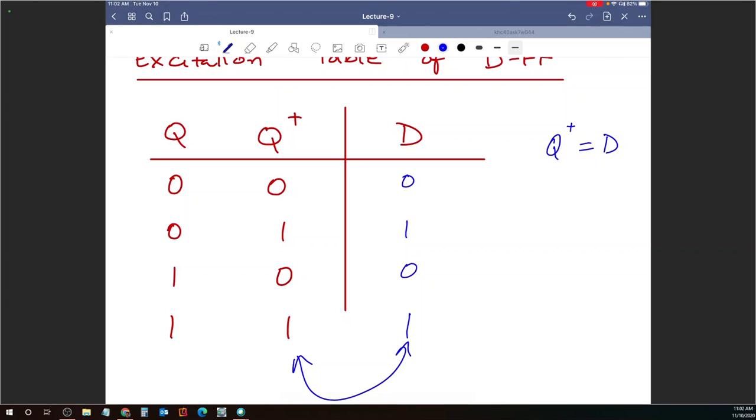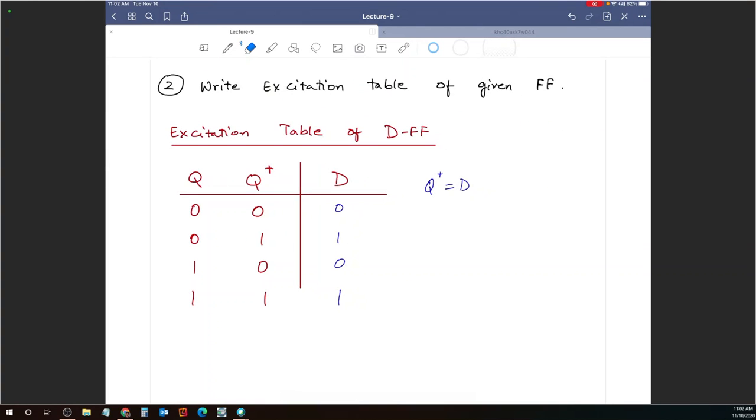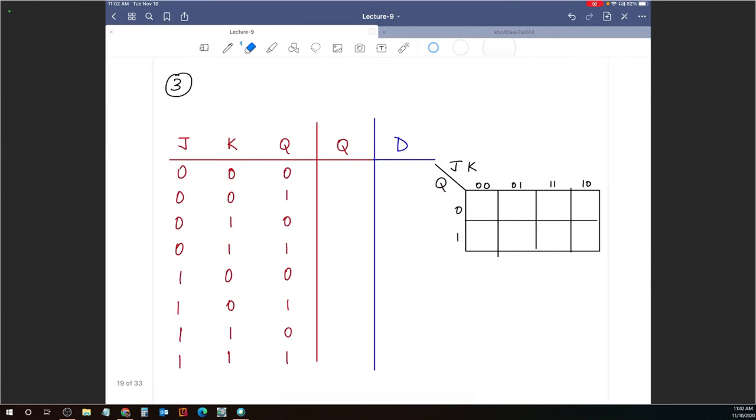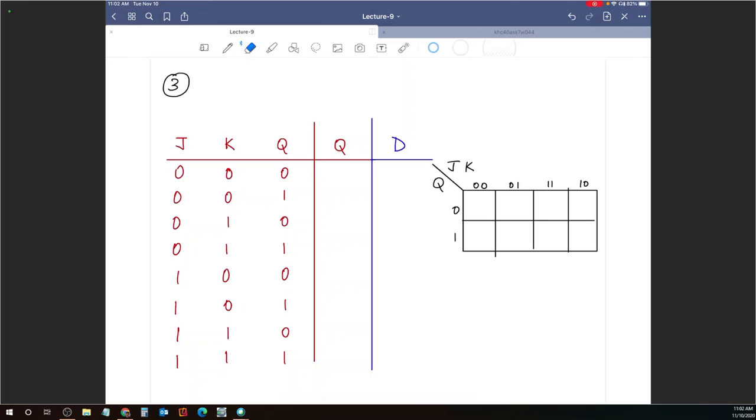Whatever you want at the output, you just provide that at the input and you activate the clock input. That's it, and it'll happen. So that's your excitation table for the D flip-flop. We are done with step number 2. Step number 3 is to write both those things together. On the left, we see the next state table of the JK flip-flop from step number 1. And now we are going to combine step number 2 alongside it.